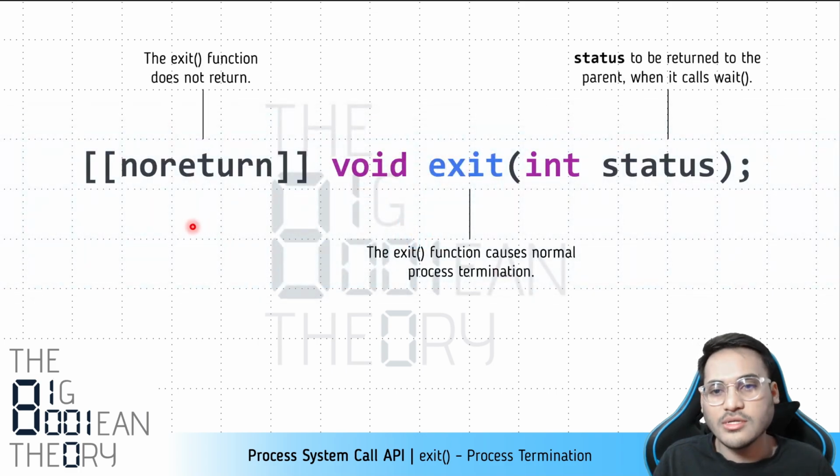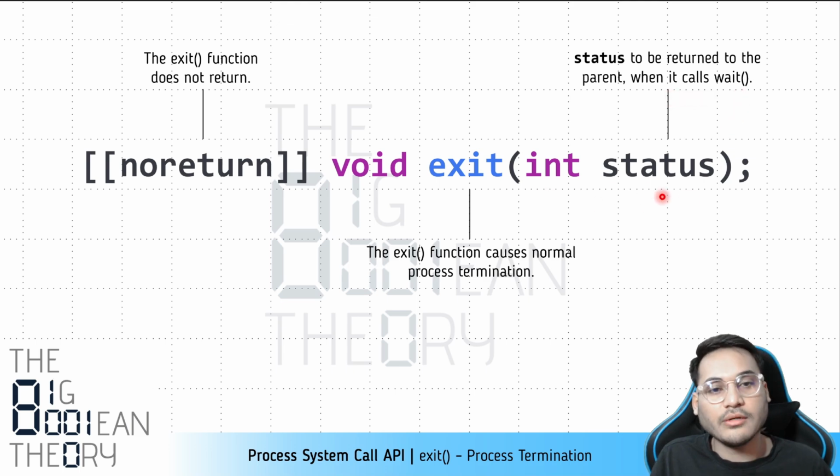So this is how the exit system call looks. Let's go over the different pieces. First of all, the very basic job of the exit system call is that it causes normal process termination, right? When the process requests the exit system call, it gets terminated in a normal way. Then it takes one argument, an integer, which is the status, the exit status. So what is this status? The status to be returned to the parent when it calls wait. We'll discuss this soon.